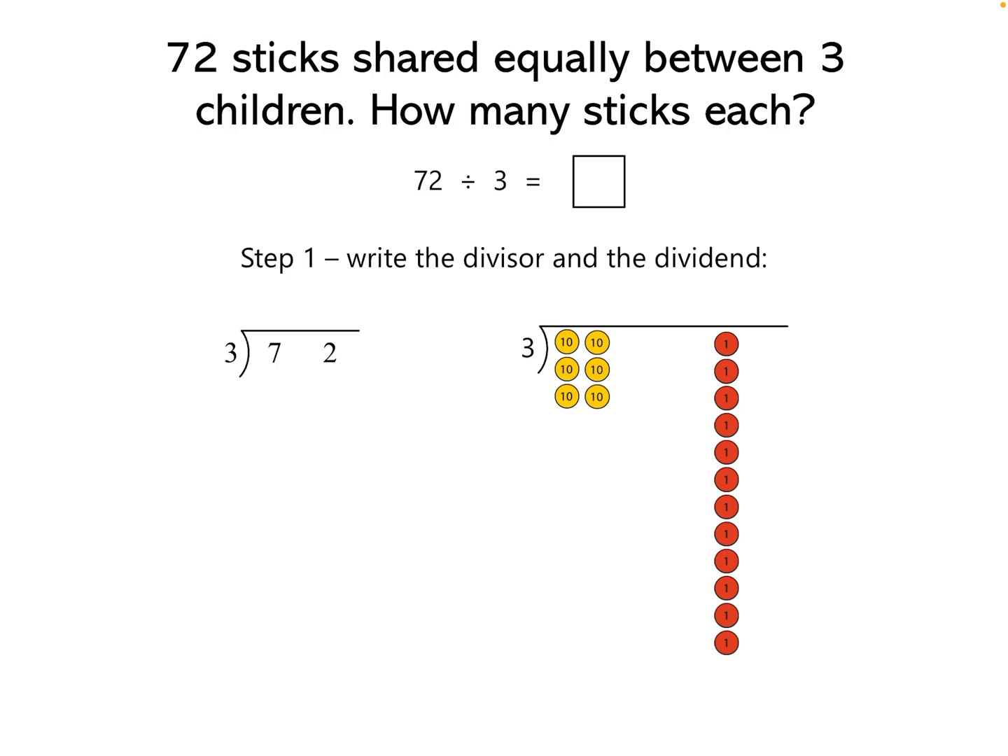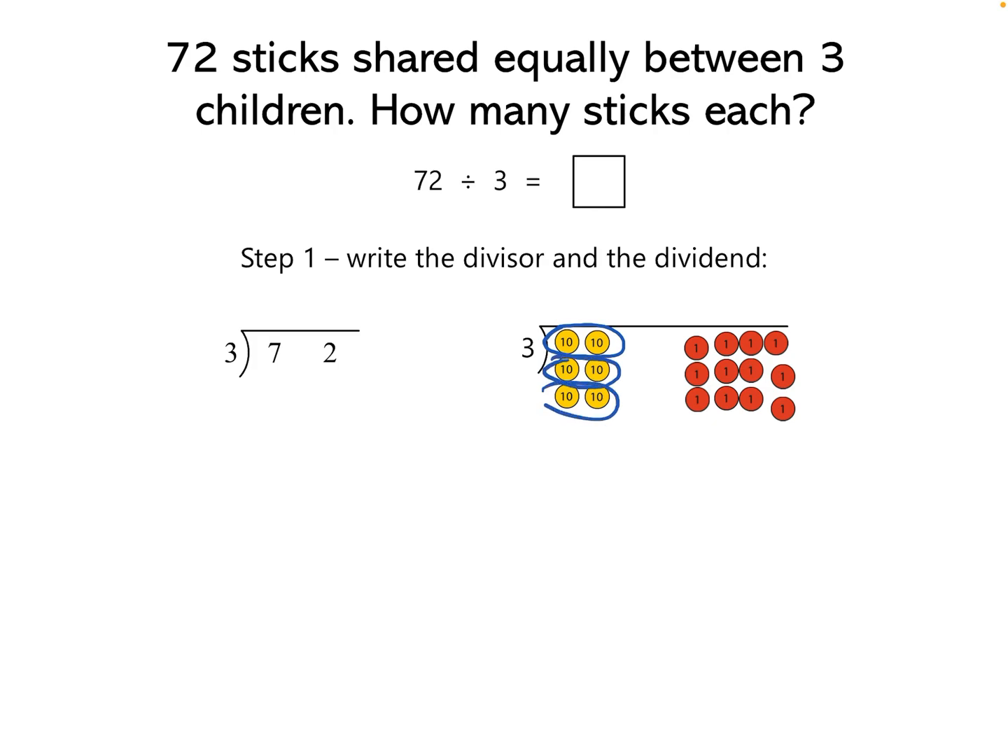So we're going to put that over here and have a think about what we're going to do. Remember, we're putting it into groups. We're dividing it by 3. So let's have a look. We're going to put it into 3 groups, or into groups of 3. How many groups of 3? Remember, this person gets this, this person gets this, this person gets this, so there's 2 tens in each group. So let's have a look.